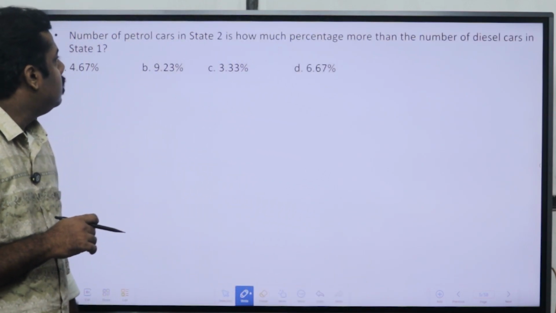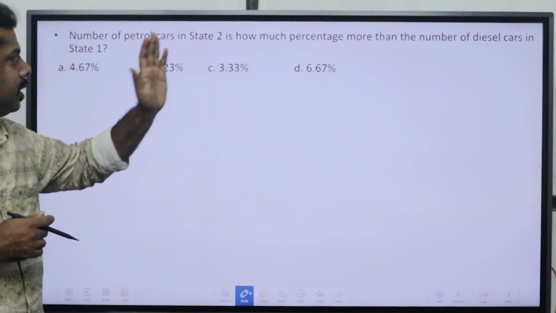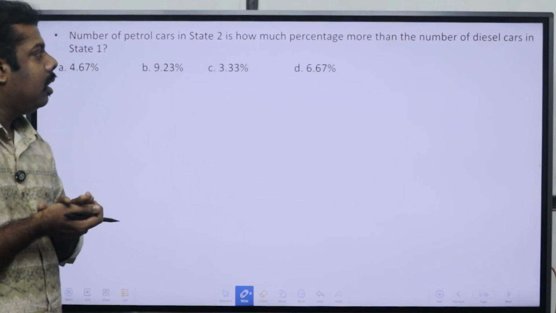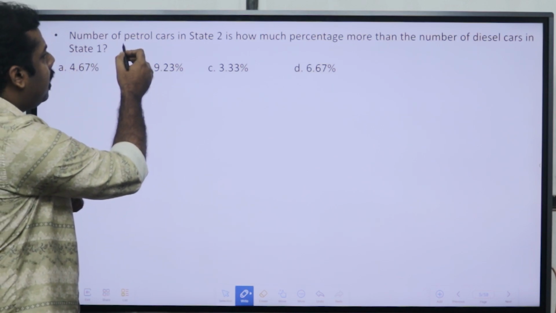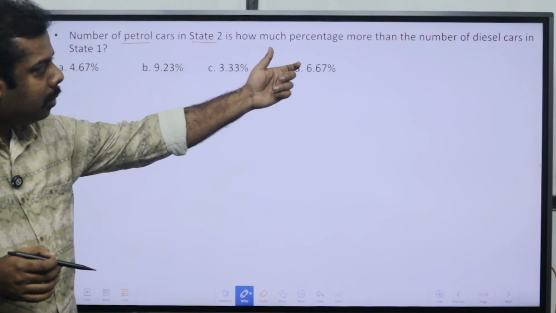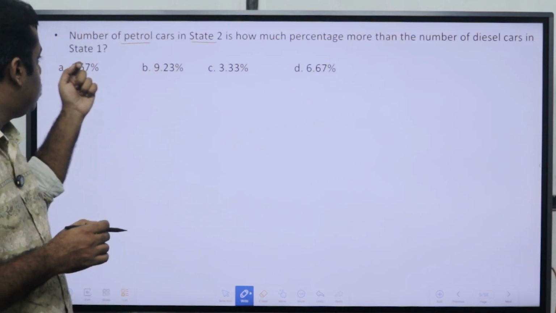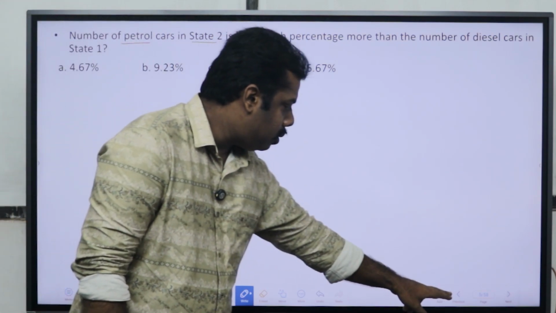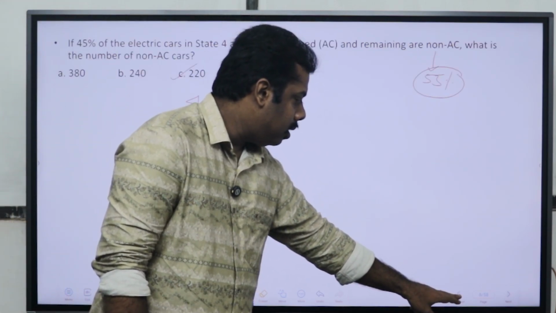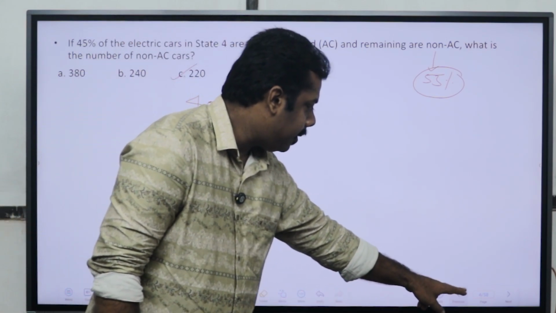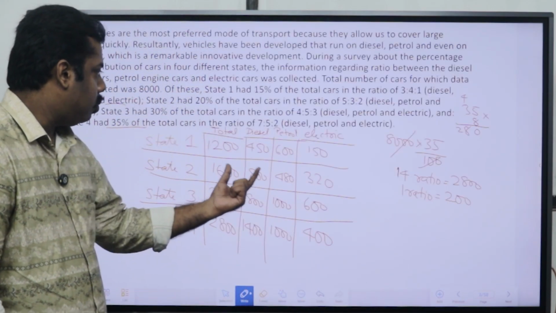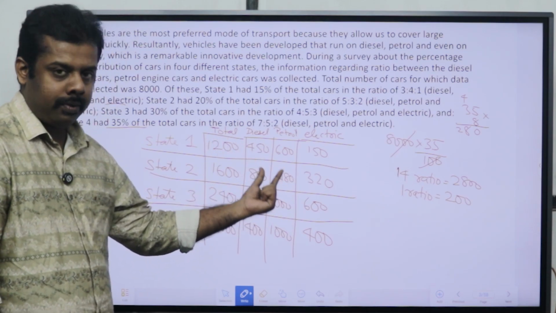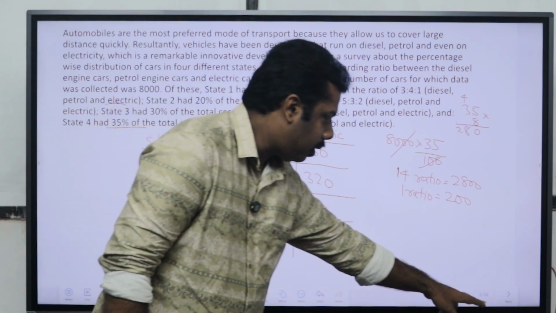The next question. What they have asked here is: the number of petrol cars in state 2 is how much percentage more than the number of diesel cars in state 1. So we need the data of petrol cars in state 2, and we are comparing it with diesel cars in state 1. Going back to the data, petrol cars in state 2 was 480, and diesel cars in state 1 is 450. So 480 and 450.